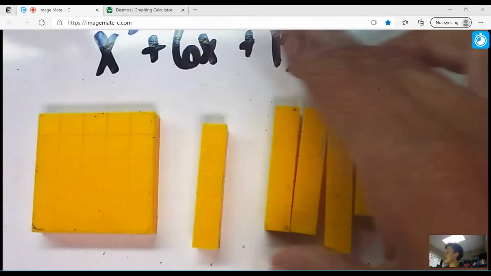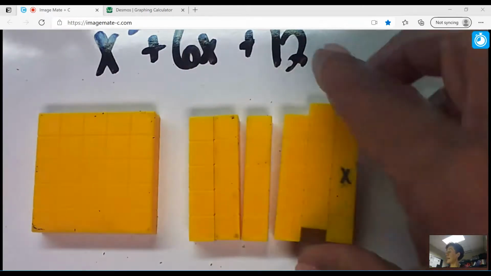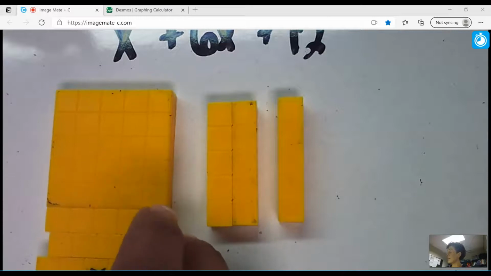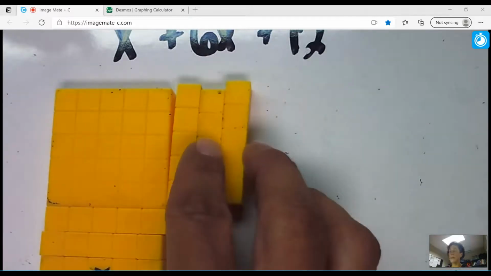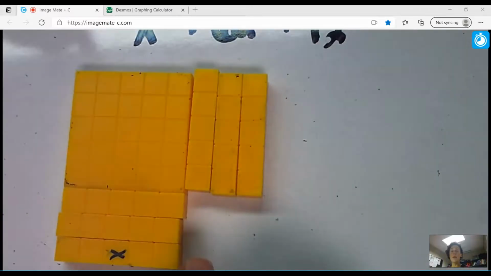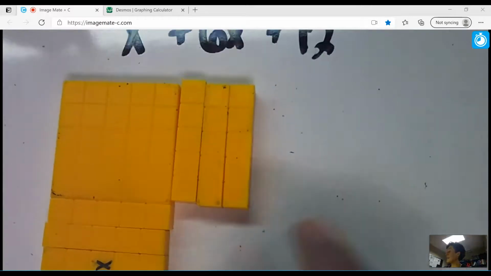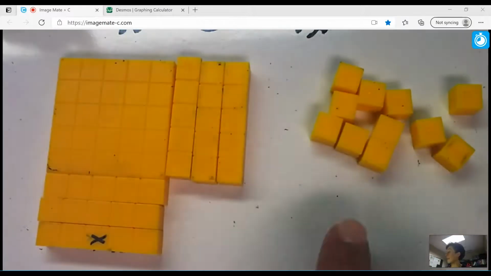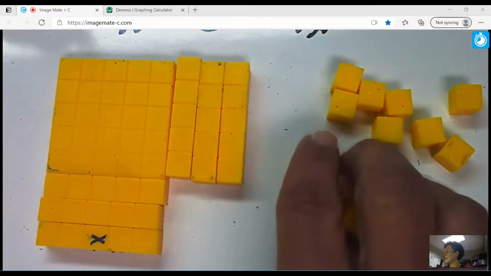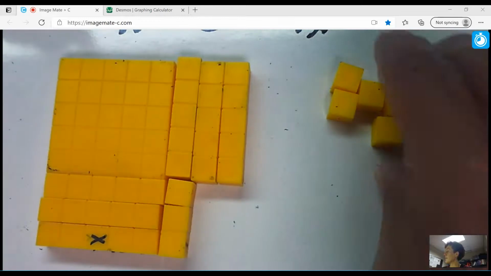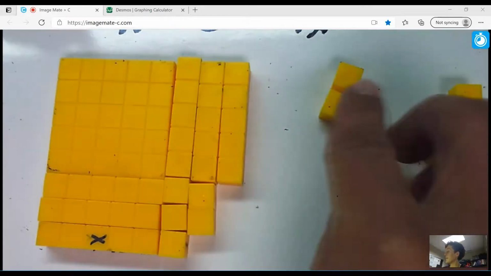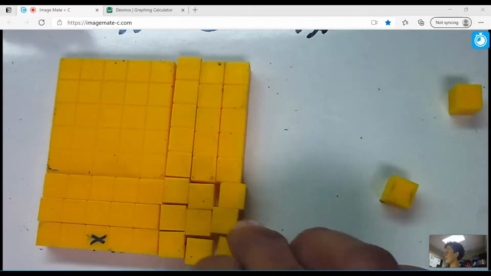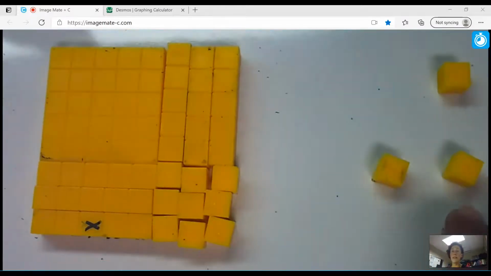And there's the 6, and just like before, they're making a rectangle, so I'm going to break that 6 in half and move half of them here, and the other half here. And so what I'm going to do now is fill in the square by taking as many of these 12 little ones that will fit in here, and that will take 9 of them. So there's 3 of them, 3 of them, and 3 of them. All right, so I still have 3 left over.